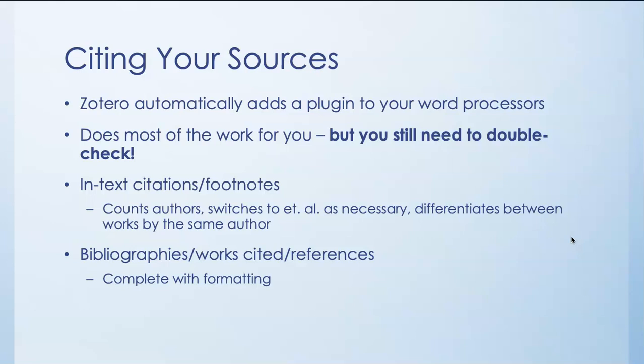Where it needs to be. It also differentiates between works by the same author. So for example, if I have 2 articles by Jones from the same year, it will automatically do Jones 2017A, Jones 2017B. It does that kind of stuff for you. It also, as I said, does the references page, and that comes complete with formatting. So it will do the indentations correctly, and it will automatically alphabetize where needed.